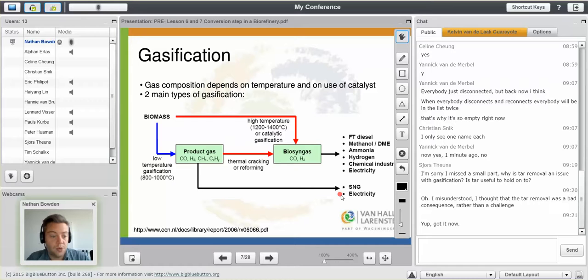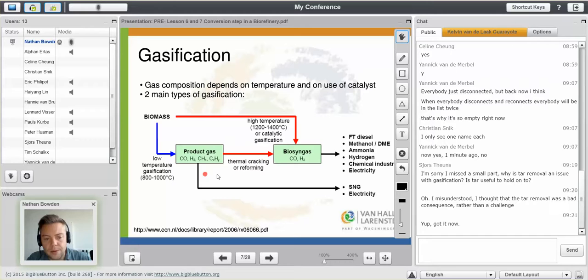But it's not a very high quality, so you still need to crack it, or in other words, reform these random hydrocarbons into carbon dioxide or H2, which is called biosyngas, which you can put into diesel, methanol, ammonia, hydrogen, chemical industry, electricity. So the good thing is it's low temperature. It's only 800 to 1,000 degrees Celsius. But on the bad side, it's a mixture of hydrocarbons.